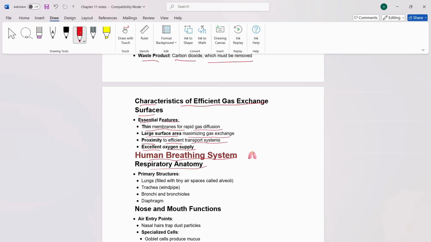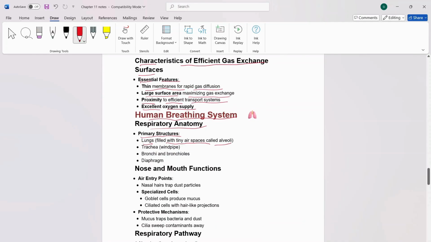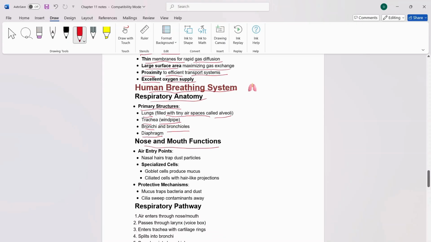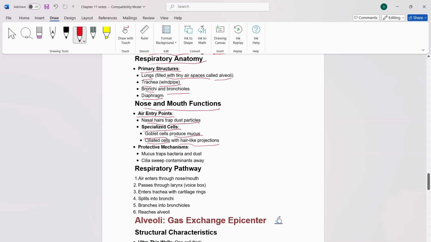Now respiratory anatomy. Primary structures: lungs filled with tiny air spaces called alveoli, trachea or windpipe, bronchi and bronchioles, and diaphragm. Nose and mouth function as air entry points. Nasal hairs trap dust particles. Specialized cells include goblet cells, which produce mucus, and ciliated cells with hair-like projections. Next we have the protective mechanism. Mucus traps bacteria and dust. Cilia sweep contaminants away.